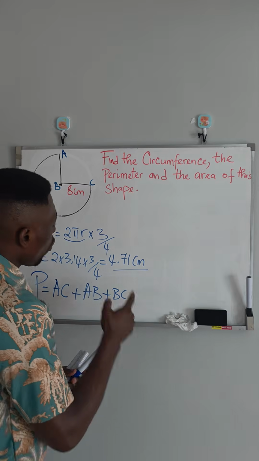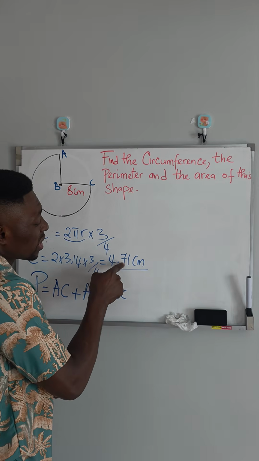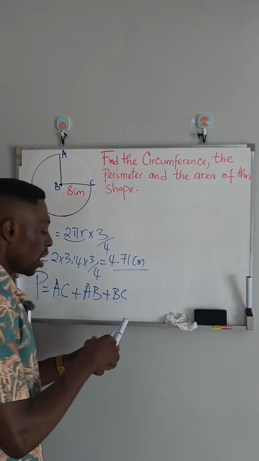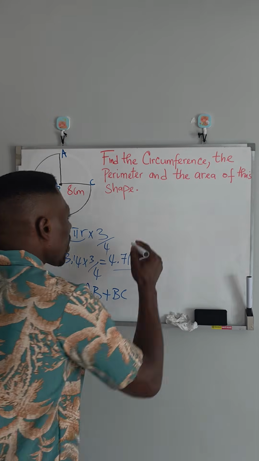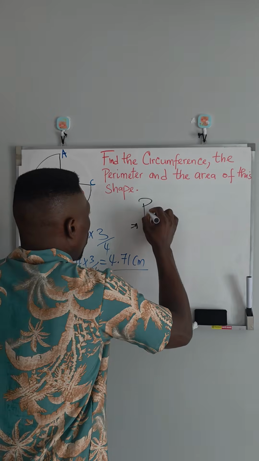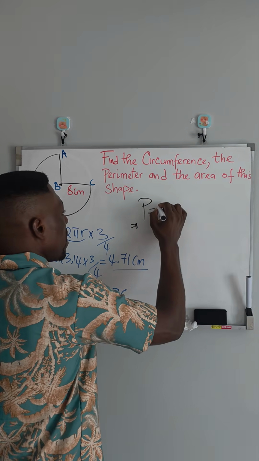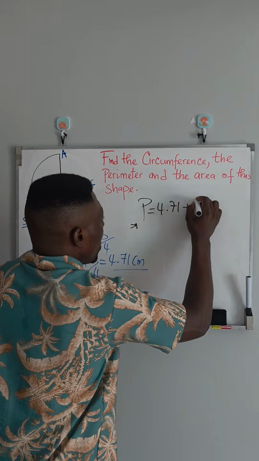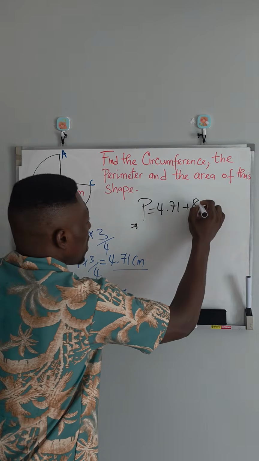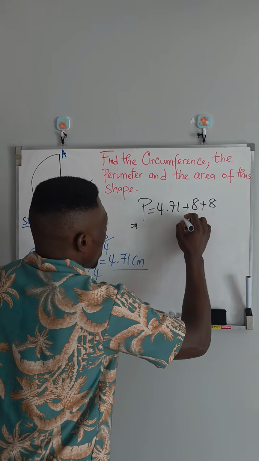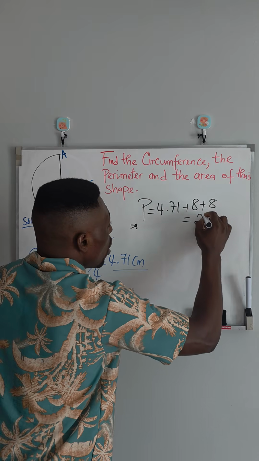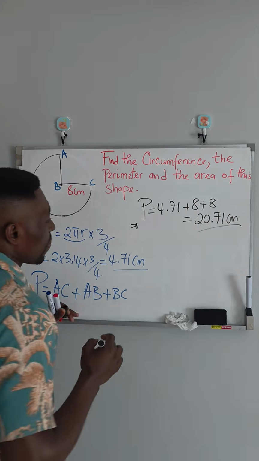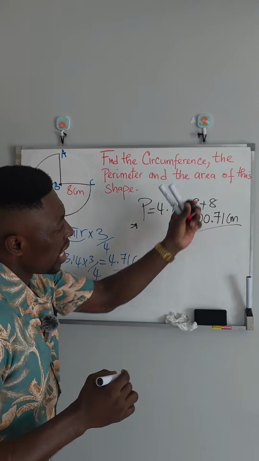Now, you will notice that what we just obtained here, which is 4.71, is the length of this curved path, which is also called a circumference. So, in conclusion, the perimeter of this shape will be equal to the curved length, which is 4.71, plus what is AB? It is 8 because it's the radius. And then BC is still the same 8. And if you do it well, we should have 20.71 centimeters.